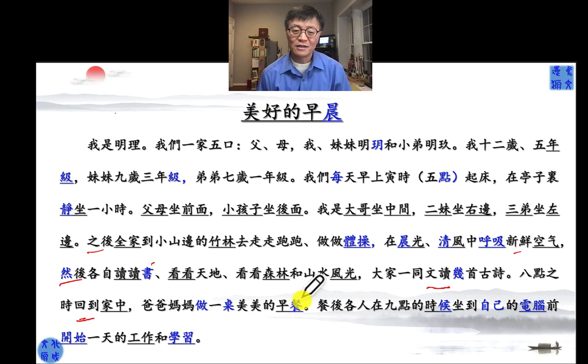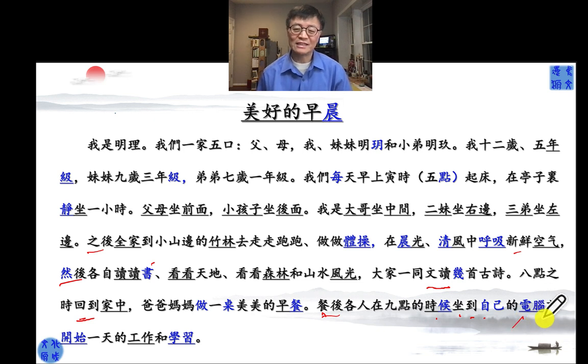餐, it's breakfast. When you use it as a verb, it means after we eat it. So that's the food as a noun, and as a verb it's eating, after eating. 餐后 means after eating. 个人, everybody, every individual. 在九点的时候, at 9 o'clock, 时候 is a timing. At that time, when it's getting 9 o'clock, everybody sit in front of his or her own 电脑, computer.